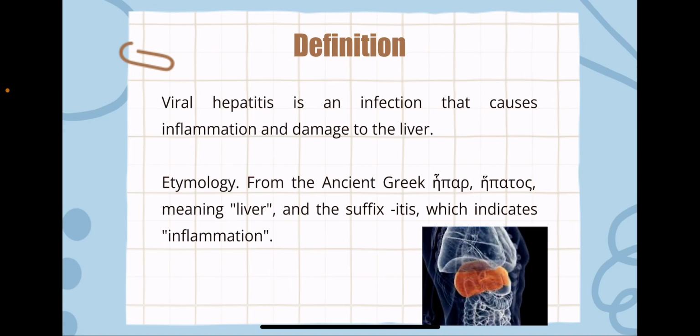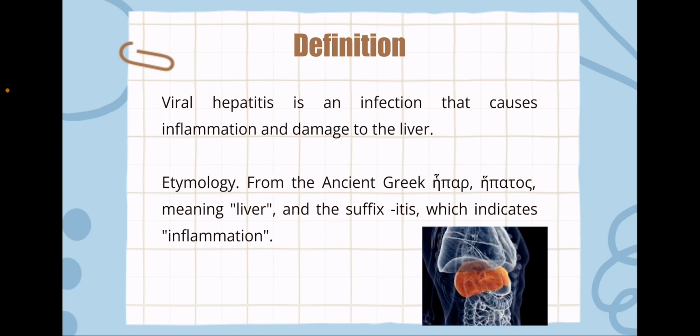Now, let's start with the basics. A definition. What is viral hepatitis? Viral hepatitis is an infection that causes inflammation and damage to the liver. The term comes from ancient Greek, where hepar means liver, and the suffix itis indicates inflammation.